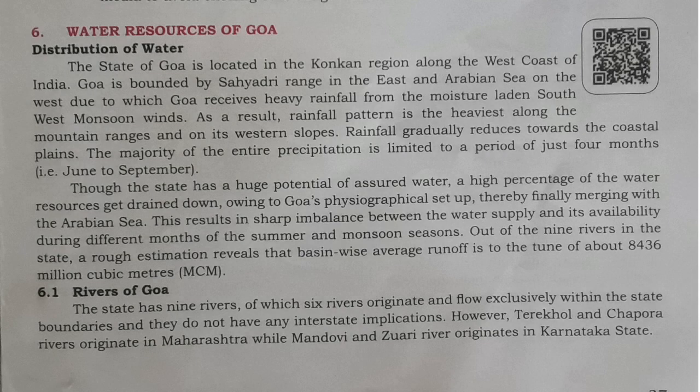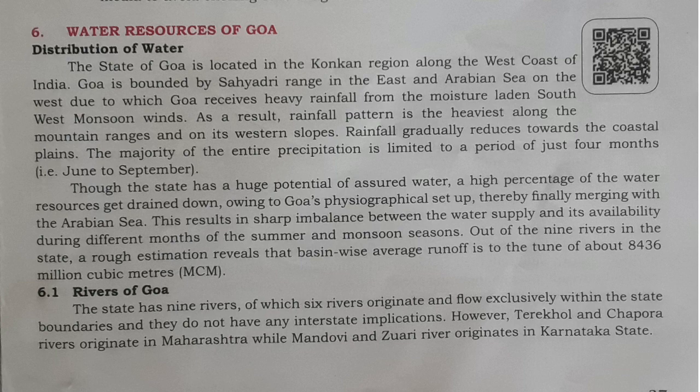Rivers of Goa. The state has 9 rivers, of which 6 rivers originate and flow within the state boundaries and they do not have any interstate implication. However, Terekhol and Chapora rivers originate in Maharashtra while Mandovi and Zuari rivers originate in Karnataka.